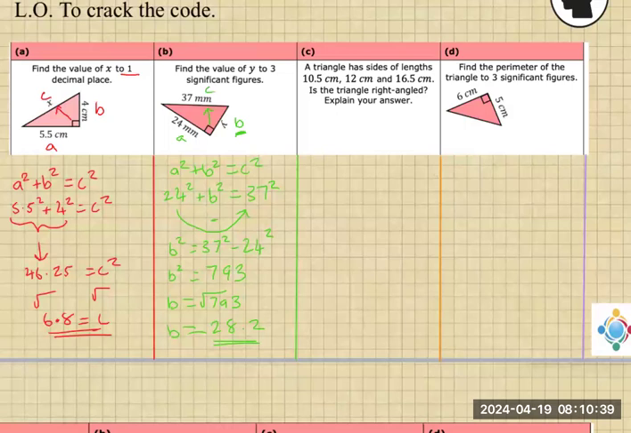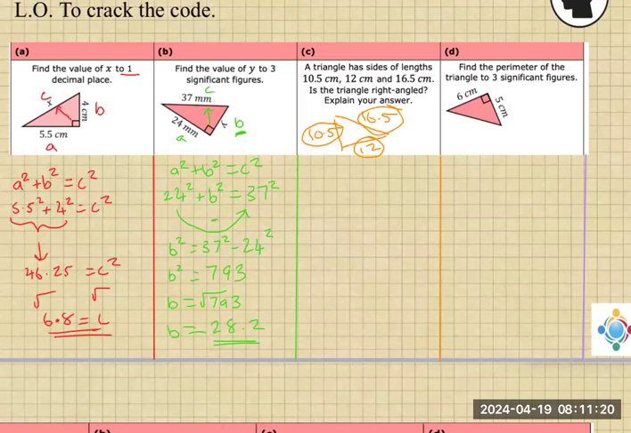Right, question 3. This time, it gave you all the sides of a triangle. So you're going to do a little sketch and say 10.5, 12, and 16.5. And it's asking you, is it a right angle triangle? If you are ever asked this question, and it says explain your answer, Pythagoras should work with these numbers. So the two shorter sides squared, the sum of them should equal 16.5 squared. So you're going to test it out.